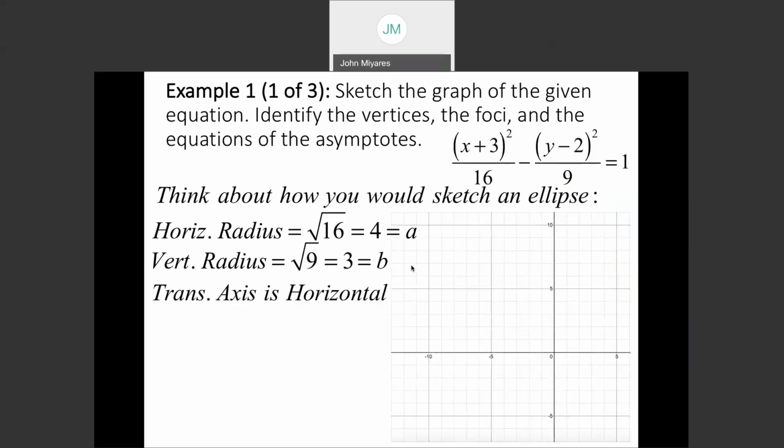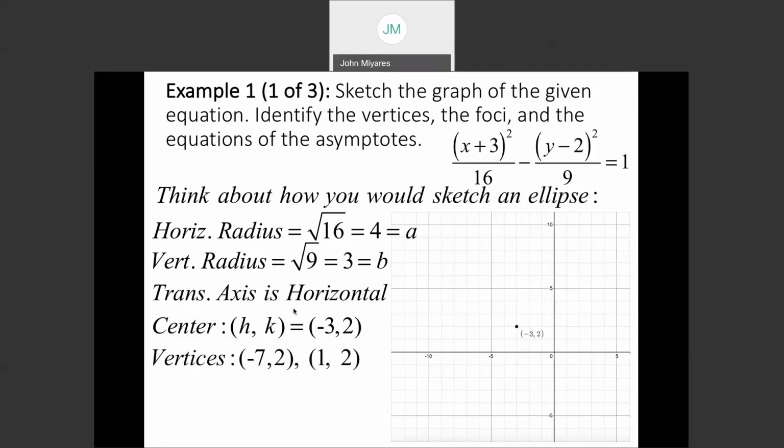So now let's start thinking about how we're going to sketch our graph. The center is going to be at the point (h, k), which, just like with ellipses, we can read off of the values of what's being subtracted from x and what's being subtracted from y. Here, the coordinates of the center will be (-3, 2). So we can plot that here. The vertices will be 4 units to the left and 4 units to the right of center, which places them at the points (-7, 2) and (1, 2), which we can plot here.